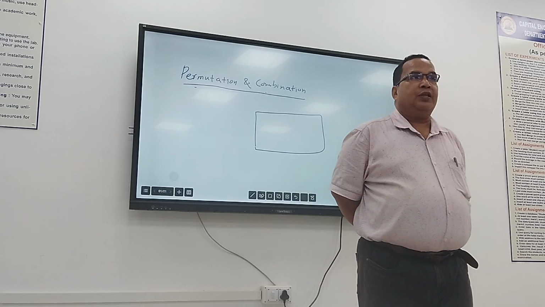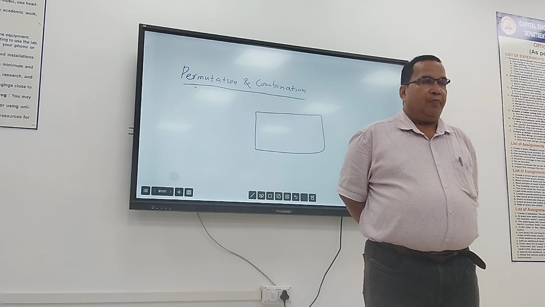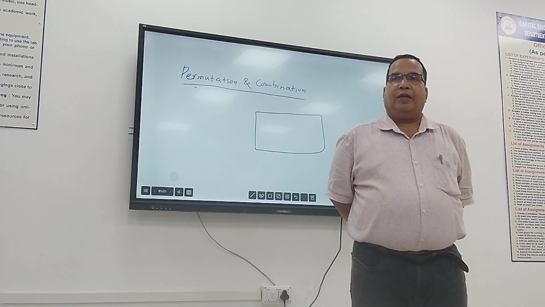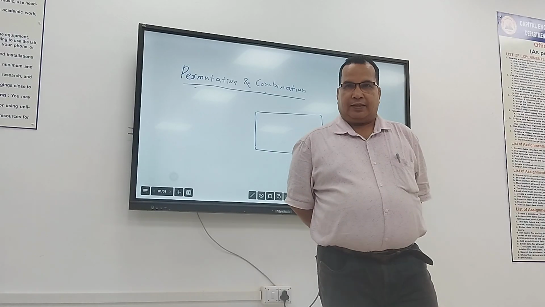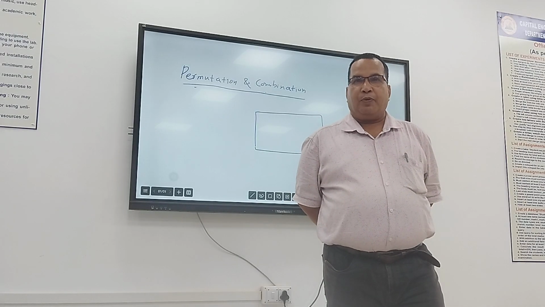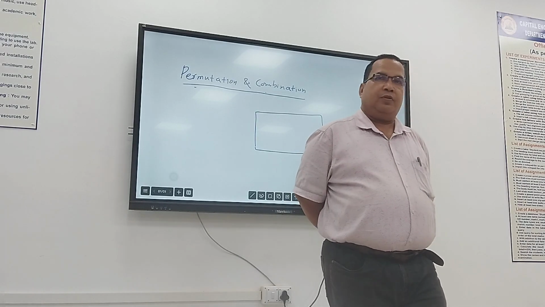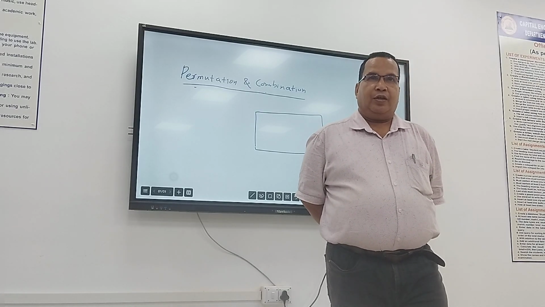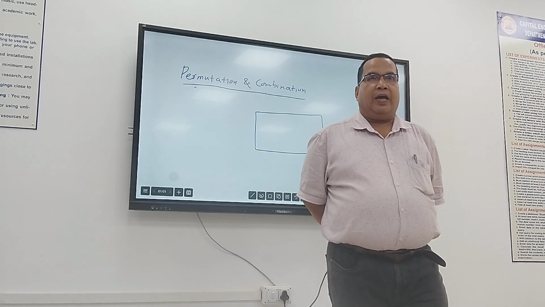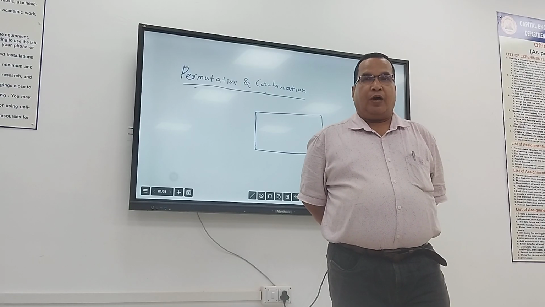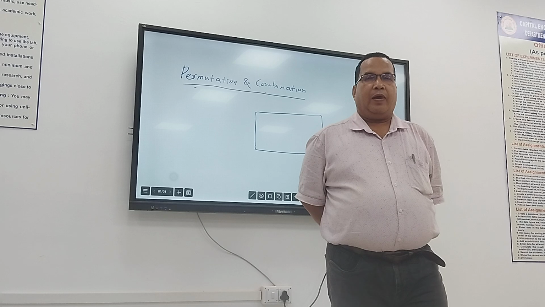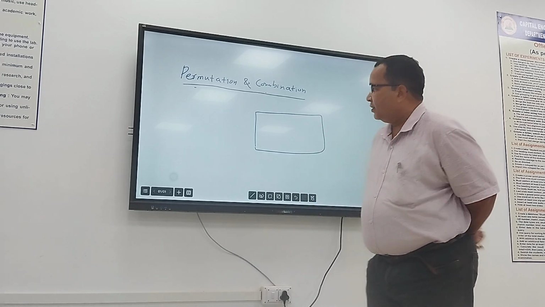Suppose in a hall there are 2 entrances and 3 exits. My question is, how many ways can one person enter the hall and come out of the hall? Can you tell me? There are 2 entrances and 3 exits. One person is to enter the hall and come out of the hall. Coming out means through an exit. Through an entrance he will enter, and through an exit he will come out. So how many ways can a person enter and come out? Can you tell me? 3, 4, 5, 6, any answer? 5.